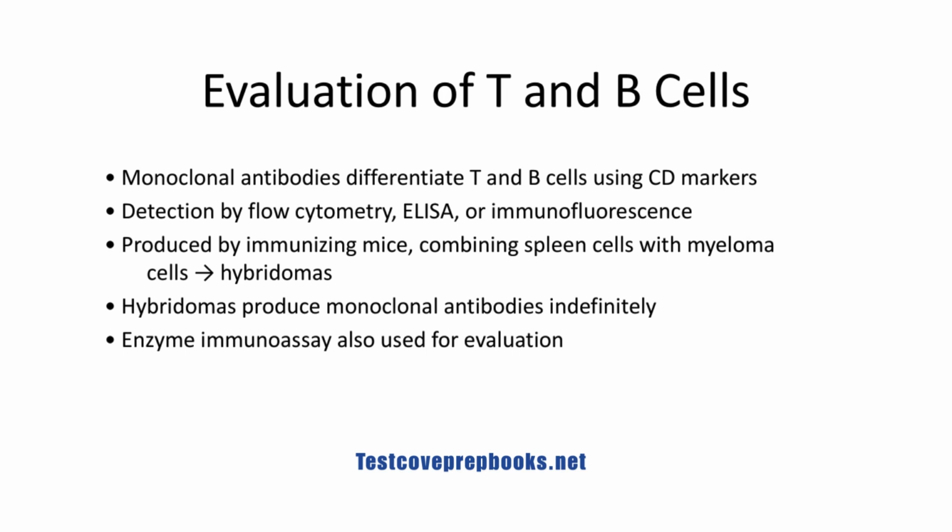Finally, let's discuss the evaluation of T and B cells. Monoclonal antibodies are used to identify specific surface markers, known as CD markers, on T and B cells. Techniques such as flow cytometry, ELISA, and immunofluorescence are used. These monoclonal antibodies are produced by immunizing a mouse with an antigen, then fusing its spleen cells with myeloma cells to form a hybridoma. Hybridomas are capable of producing monoclonal antibodies indefinitely. Additionally, enzyme immunoassays can also be used to evaluate immune cell function.